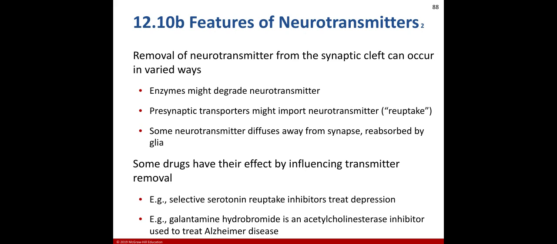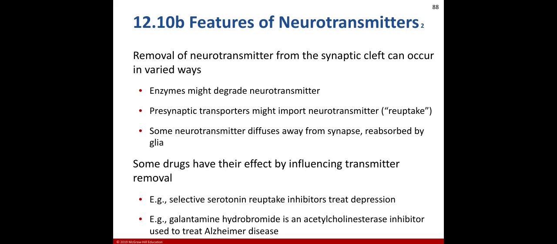Okay, removal of neurotransmitters from the synaptic cleft can happen in different ways. In what we just talked about with acetylcholine, there's an enzyme that breaks it down. There are other ways. So the enzyme might degrade a neurotransmitter, step one. You could also have presynaptic transporters that import neurotransmitters. We call that reuptake. And so, again, going into anxiety and depression medications, SSRIs, selective serotonin reuptake inhibitors, we're not allowing serotonin to be reuptaken with those medications. But basically, they're importing it back in.